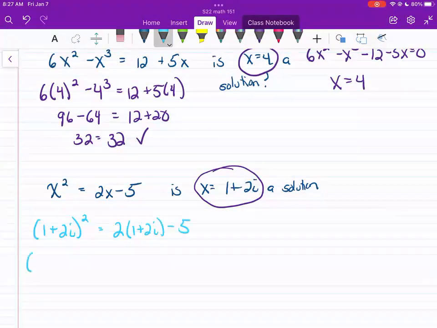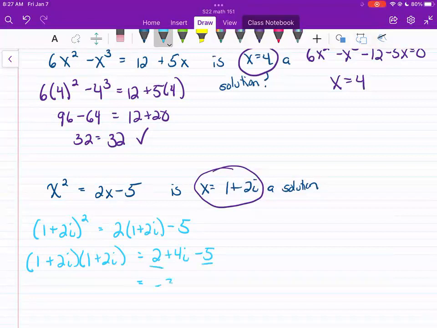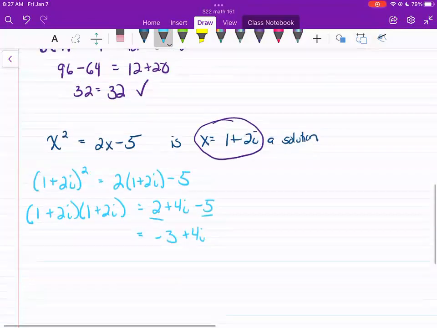You would need to FOIL this left side. And so you need to know the rules for multiplying complex numbers. On the right side, we would distribute. And when we simplify the right side, we combine like terms to get -3 plus 4i. We want to see if the left side equals that.